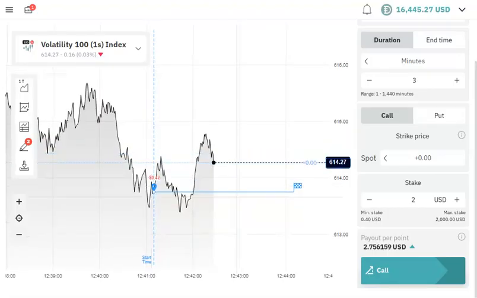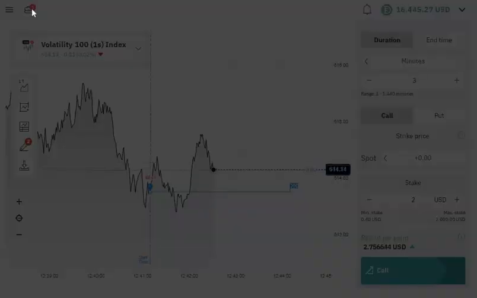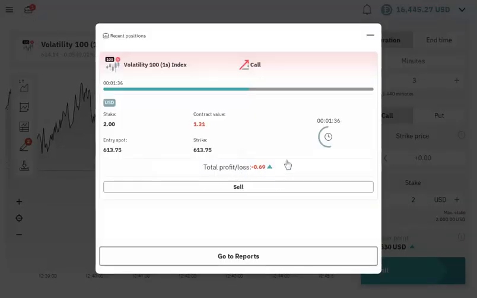Call to put is another way to trade the market, but if you don't know how it works, you might not know how it goes. Entry spot 613.75, strike 613.75. Our total profit or loss is 0.82 USD, and we saw it increasing and decreasing in its value, but our time still remains a minute.